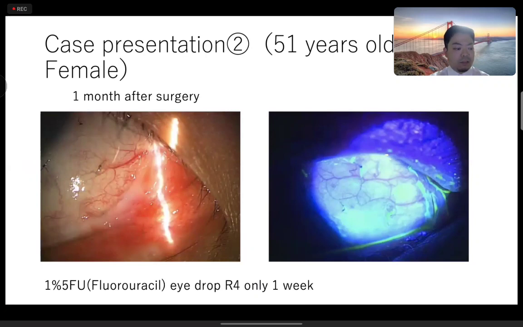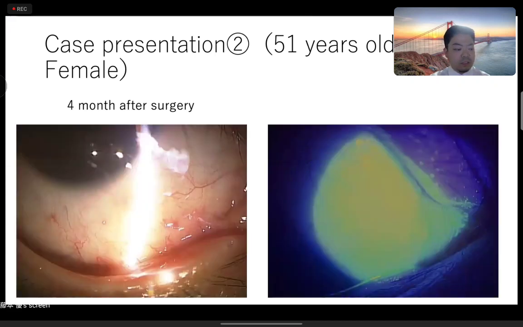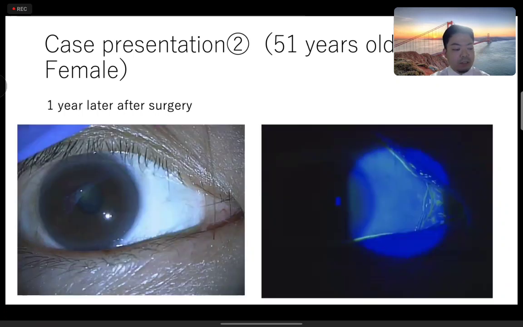One month after surgery, no epithelial defects were observed. On this day, 1% 5-FU eye drops were started. However, it was discontinued after 1 week due to subconjunctival hemorrhages. This is a photo after 4 months. There was no recurrence. One year after surgery, there was no recurrence. So we ended follow-up on this date.